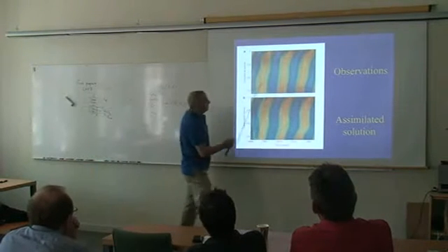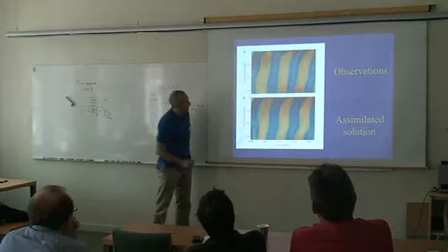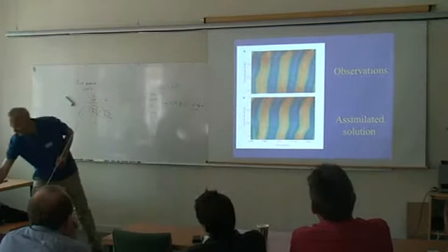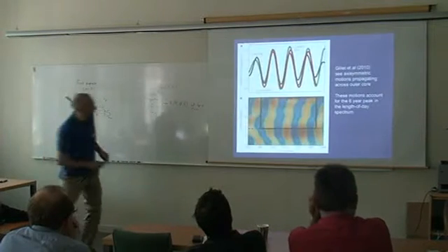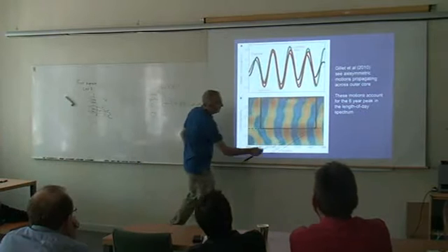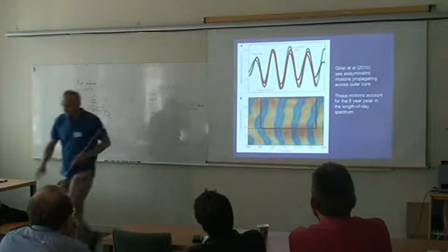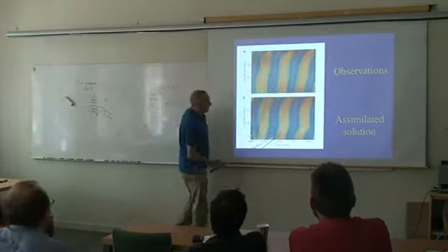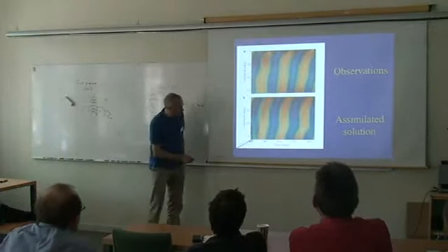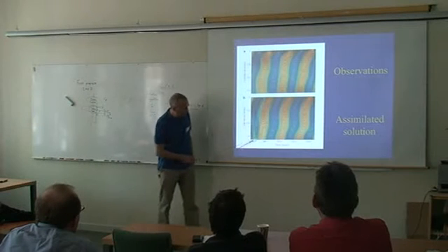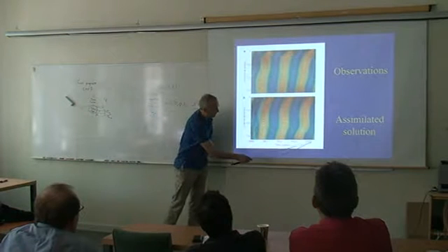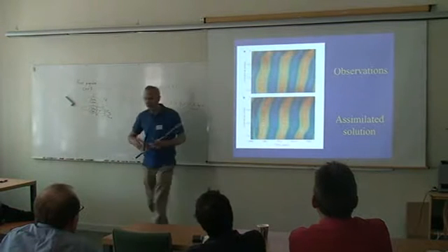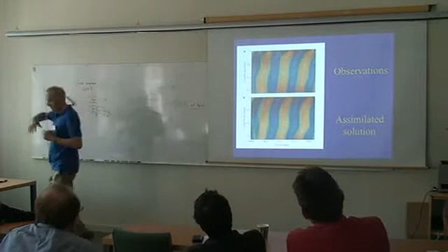So these are the observations that you've seen before. They actually choose just this little box here to assimilate. So those are the observations, and then this is their assimilated solution. I think it's a purely sinusoidal boundary condition down here. They have to tune the strength of the driving.